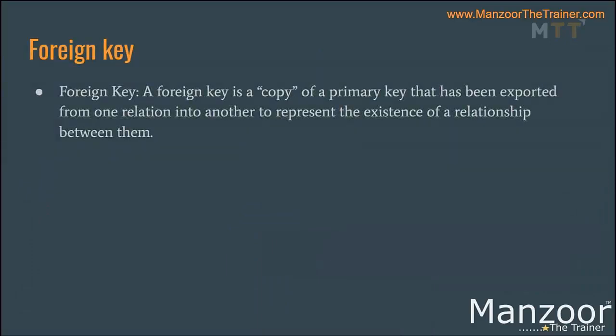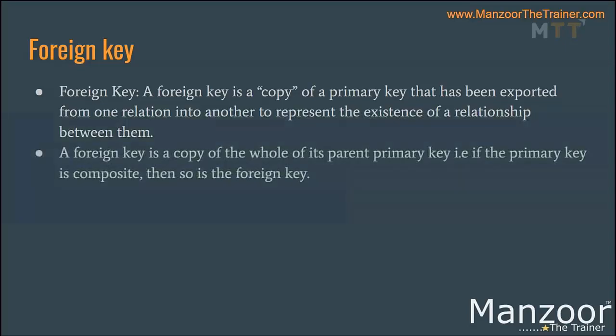A foreign key is a copy of a primary key that has been exported from one relation, that means from one table, into another to represent the existence of a relationship between them. You have to learn this by heart if you want to clear interviews. Or you explain that, for freshers I'm talking about. A foreign key is a copy of the whole of its primary key. That means if the primary key is composite, the foreign key will also be composite. We have learned composite primary keys, right? If the primary key is composite, then the foreign key will also be composite.